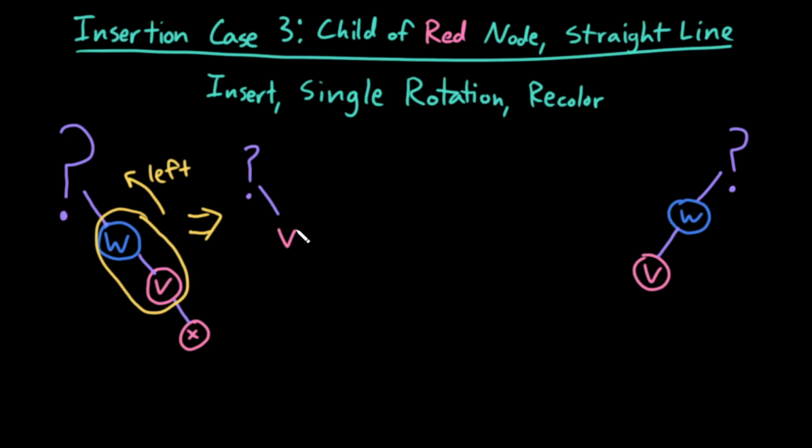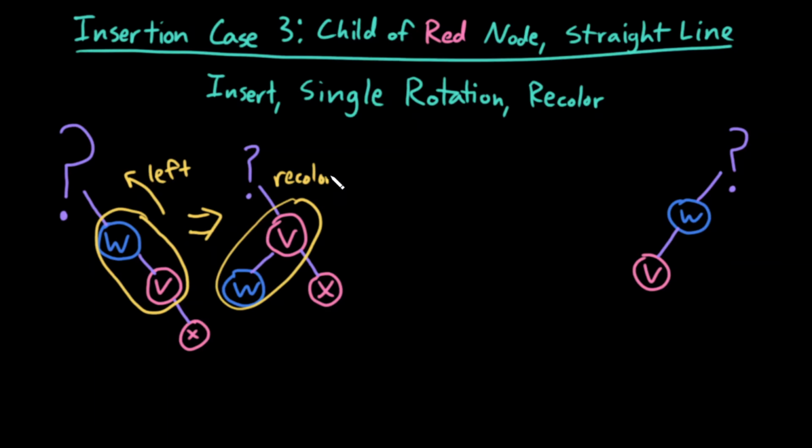Then V is now over there. And then W becomes the left child of V. And then X remains unchanged. Draw my edges. And then now I can recolor. So this was the left rotation. Now I can recolor those nodes to fix my red-black tree properties.